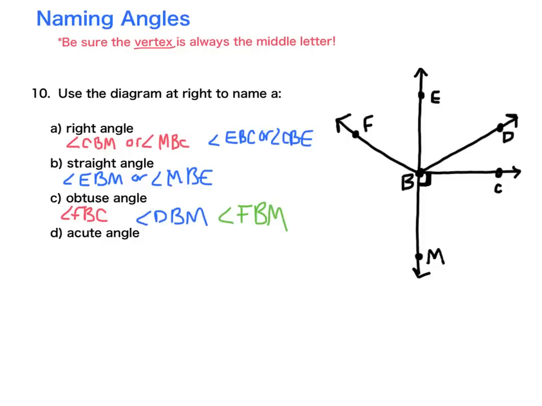How about an acute angle? We've got a lot we could do here. We could do FBE, EBD, DBC. We've got quite a few to pick from. I'm going to record angle DBC, and we'll do angle FBE. And again, there's more than that in there, but I think you get the idea.